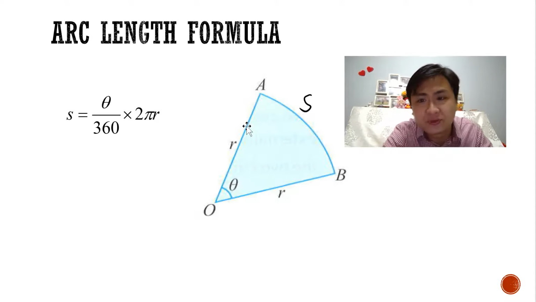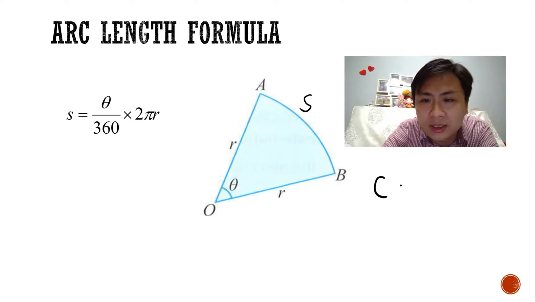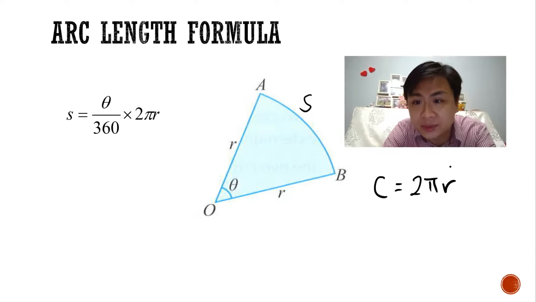So suppose we have a full circle. What will be the circumference of a full circle? The circumference of a full circle will be given by this formula: circumference is equal to 2 pi r. We've learned this in primary school before.